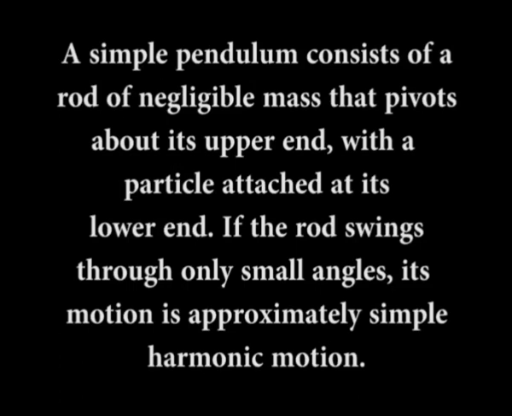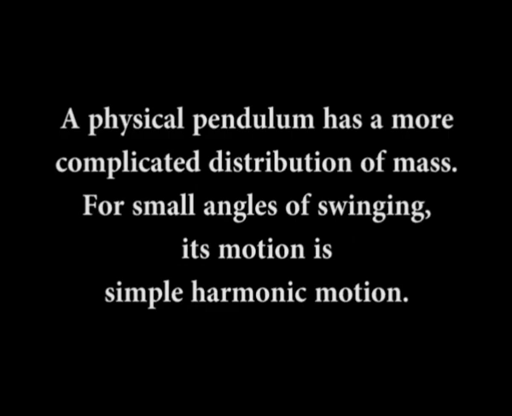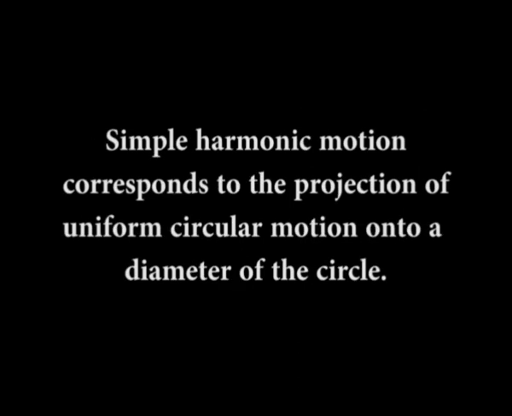Conclusion: a simple pendulum consists of a rod of negligible mass that pivots about its upper end with a particle attached at its lower end. If the rod swings through only small angles, its motion is approximately simple harmonic motion. A physical pendulum has a more complicated distribution of mass. For small angles of swinging, its motion is simple harmonic motion. Simple harmonic motion corresponds to the projection of uniform circular motion onto a diameter of the circle.